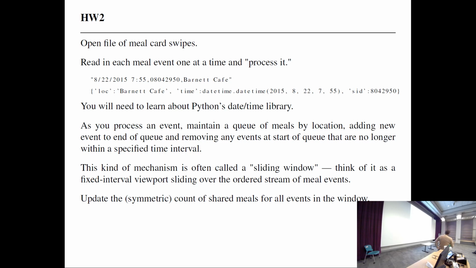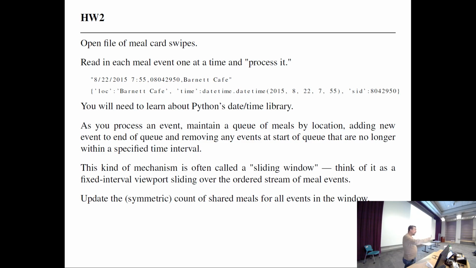So if I'm this student and Ben's record is in the interval, I have to add 1 to his record for me, and I have to add 1 to my record for him. So I have to maintain this symmetric count of meals taken together, where a meal taken together is the fact that both of you appear in the same sliding window at one point in time.